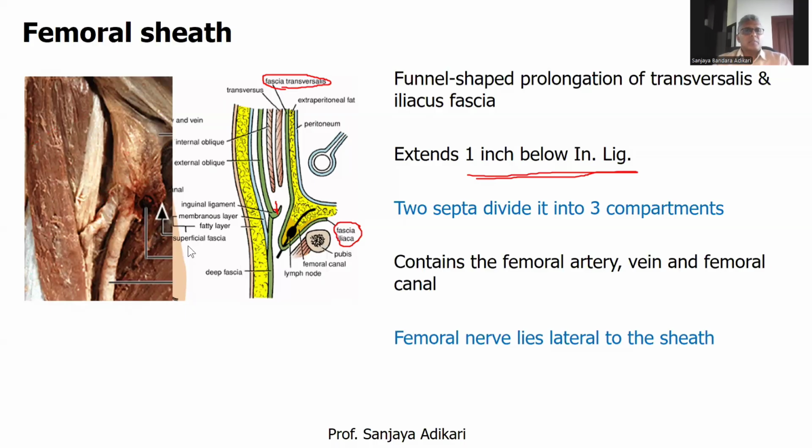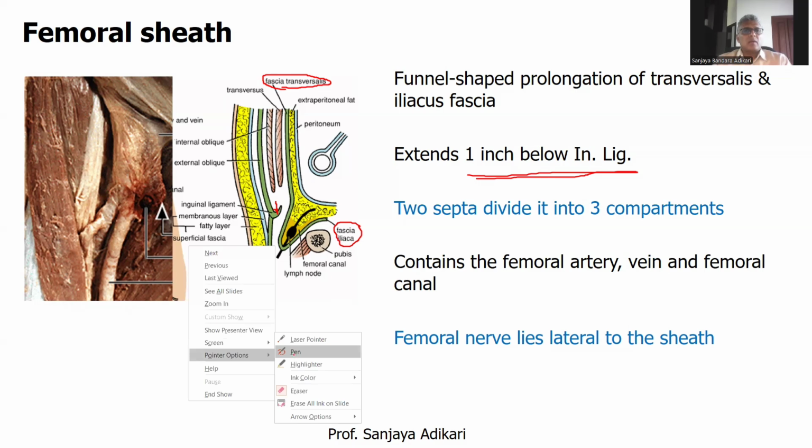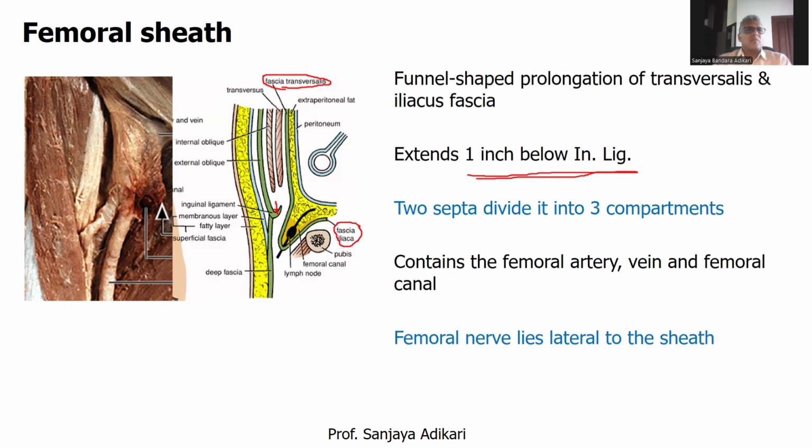Now this is an actual specimen where you can see the structures. This is the femoral sheath. Lateral to that, you have the femoral nerve outside the sheath. Then you have the femoral artery here, and this is the profunda femoris artery given just distal to the femoral sheath. And this is the femoral vein here. It's broken in this specimen. Further medial to the femoral vein, the opening is called the femoral canal.